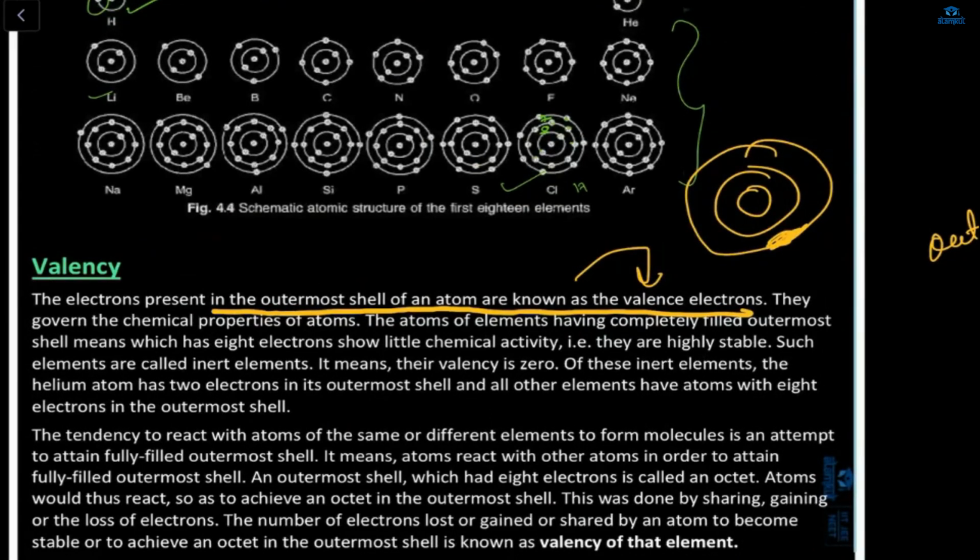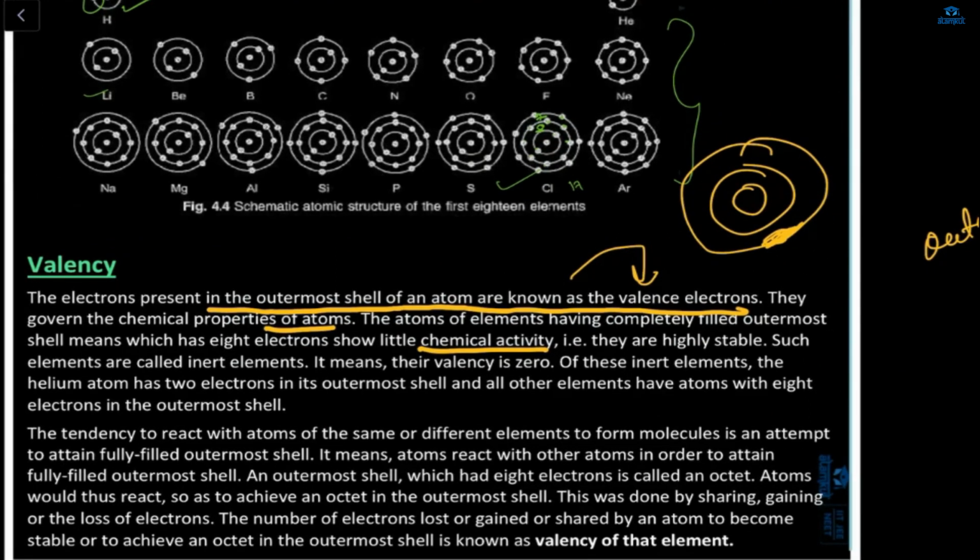Now what is next? They govern the chemical properties of atoms, the valence electrons. The atoms of elements having a completely filled outermost shell, which means 8 electrons, show little chemical activity. We already know that the completely filled outermost shell has how many electrons? 8 electrons.